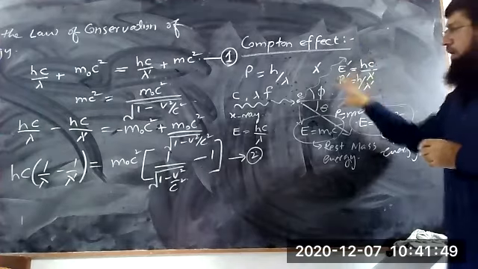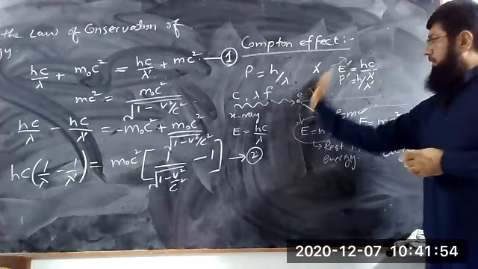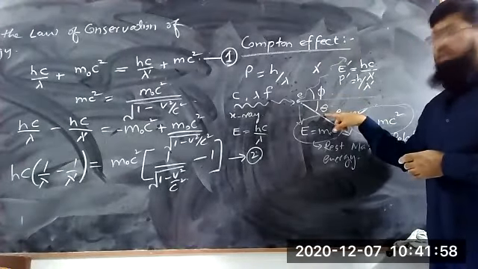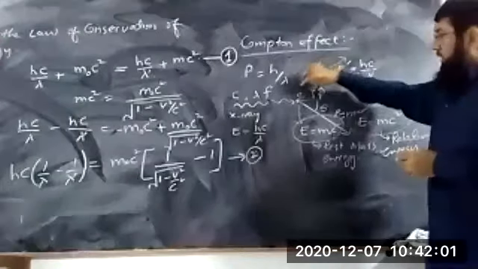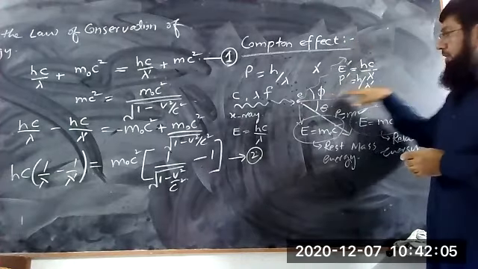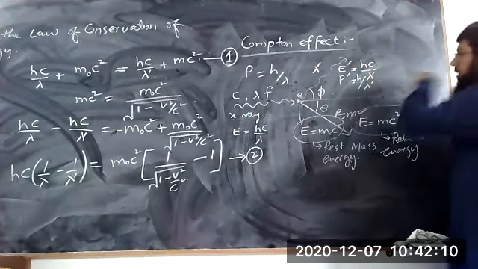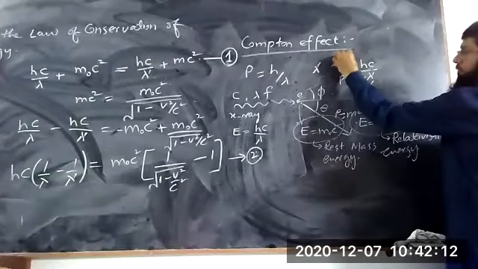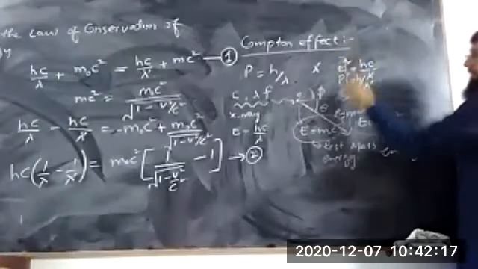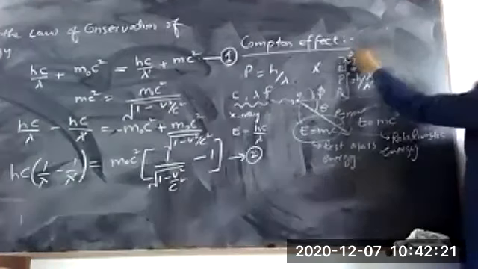Now from the law of conservation of momentum, we see that the photon is scattered at an angle phi and the electron is scattered at an angle theta. Therefore this vector will be resolved into two components, one the x component and the other the y component. The photon has two components, known as px and py.